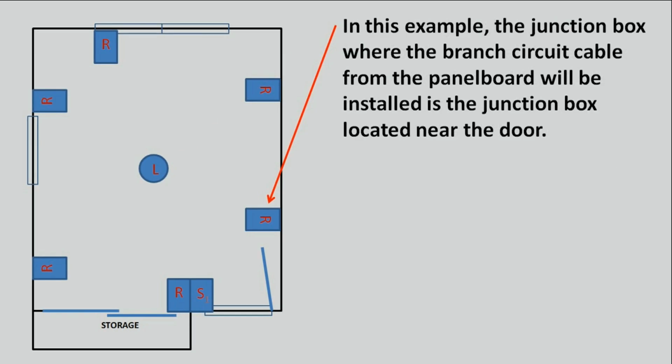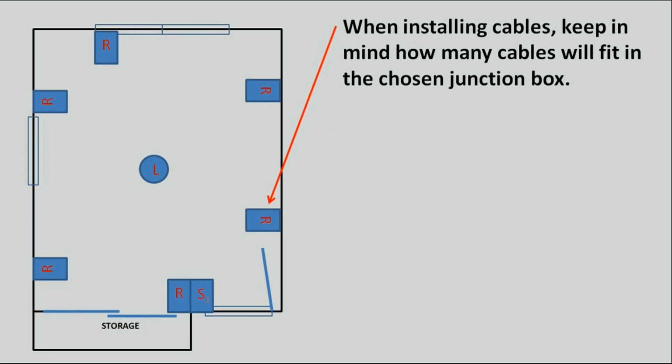In this example, the junction box where the branch circuit cable from the panel board will be installed is the junction box located near the door. When installing cables, keep in mind how many cables will fit in the chosen junction box.